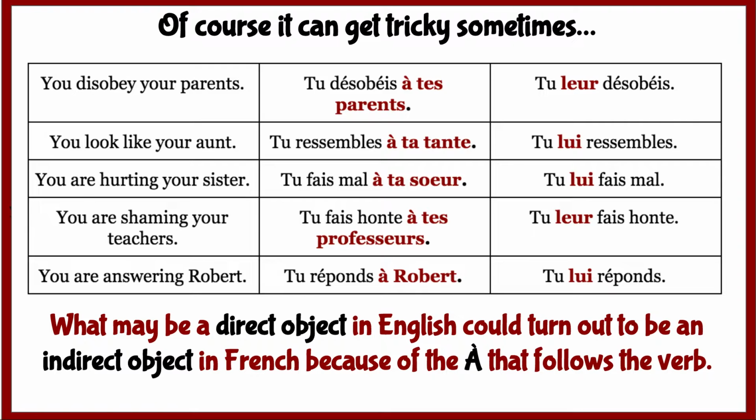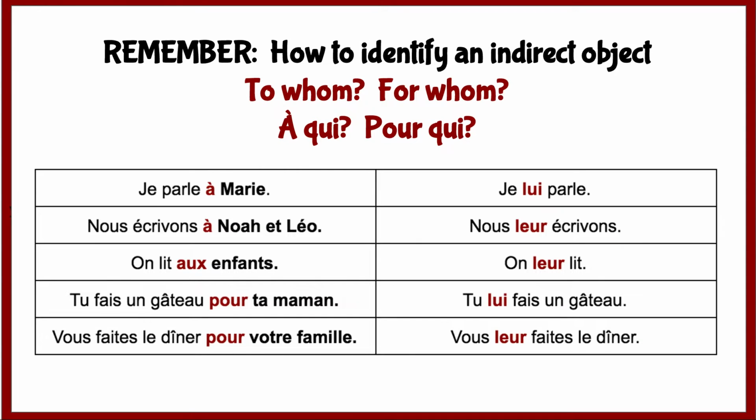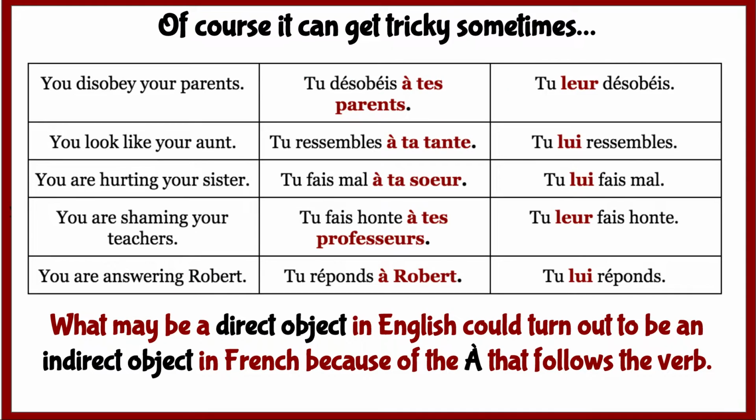And so I'm going to go up to a previous slide, okay? When we're talking about indirect object, these were easy because I talk to Marie. We write to them. We read to them. In English, I make a cake for her. I'm making dinner for them. Those were straightforward. But let's get back to these tricky ones. You look like your aunt. Haha. Well, that's in English, of course. Who do you look like? Direct object. But in French, tu ressembles à ta tante. So we have to use lui. So ressembler is another verb that's followed by à.